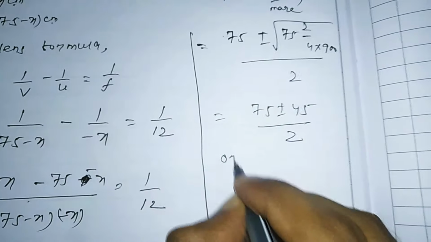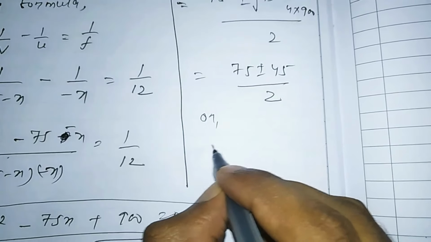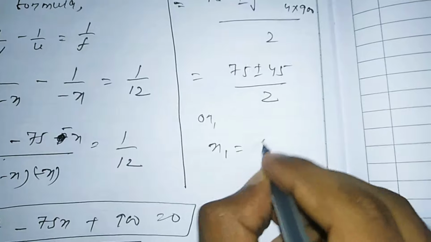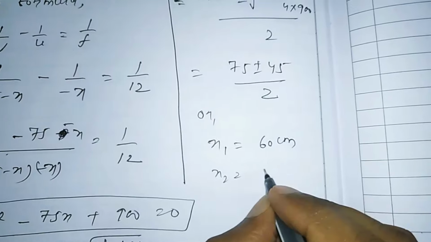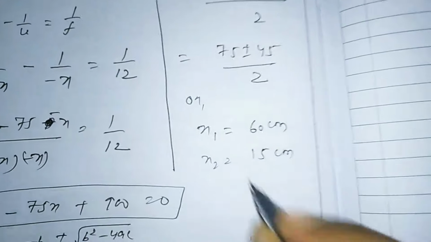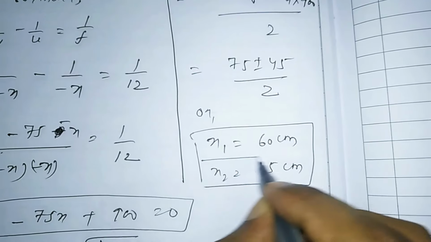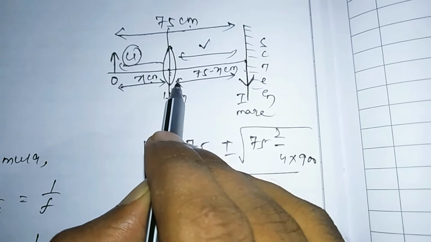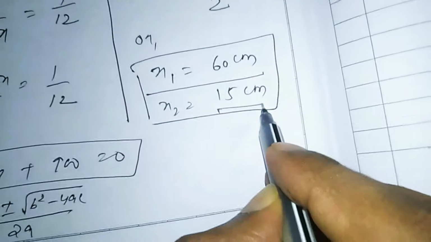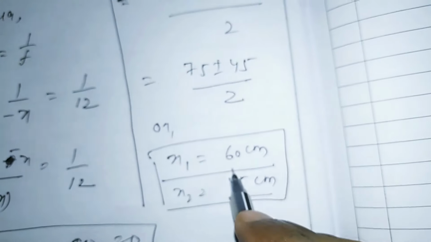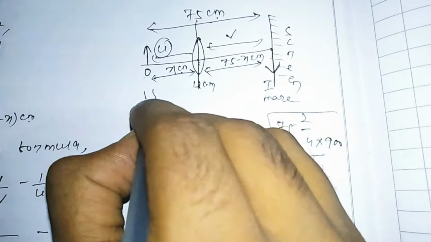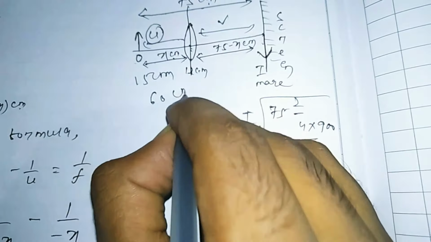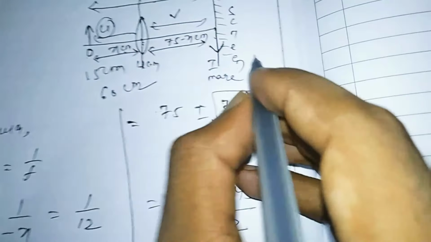There are two different values of x: x1 is equal to 60 centimeter and x2 is equal to 15 centimeter. So there are two answers. The lens should be placed either at 15 centimeter or 60 centimeter from the object to get a real image.